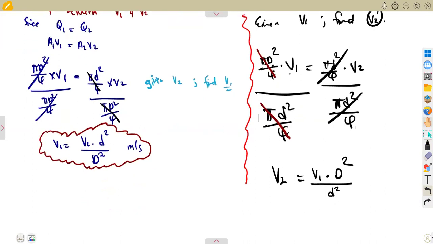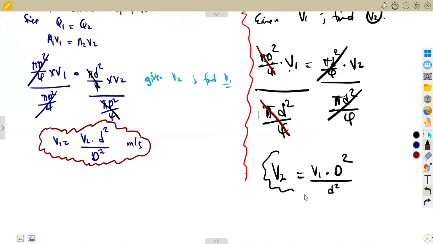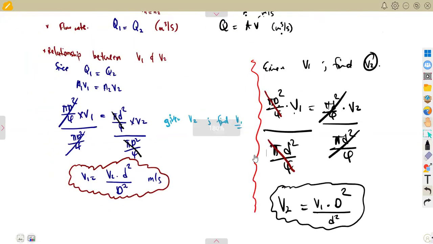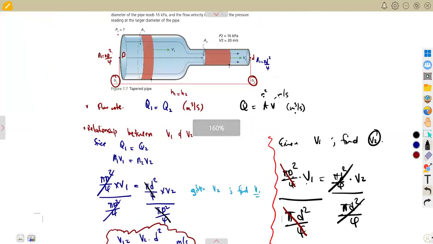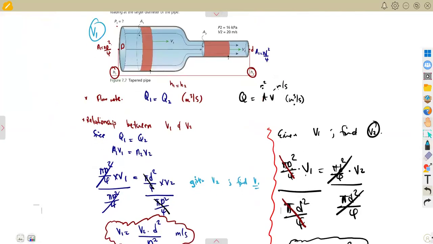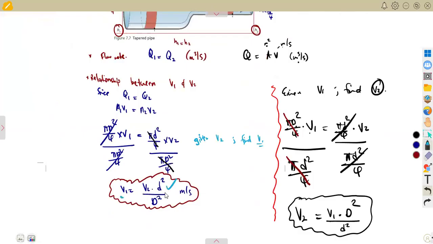So take note of the way that you're having your formulas there. Let's have a conclusion on what is happening here. If we are calculating V1, we work with its diameter on top. So it's V1, its diameter on top. If we are calculating V2, its diameter on top. We have V1, but we are calculating V2, so we use its diameter on top.